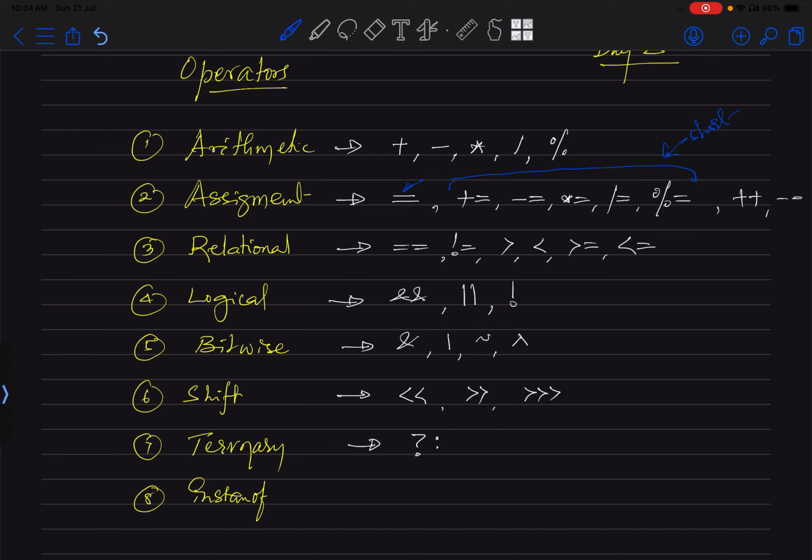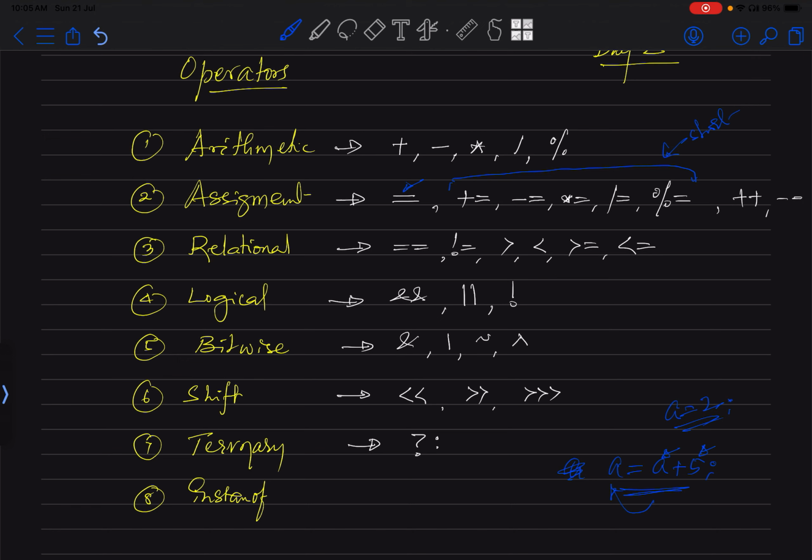The reason is, sometimes I will be writing something like a equal to a plus 5. If you're coming from a pure mathematics background, you may think, what is this, a equal to a plus 5? How is it possible? Remember one thing. What it means is, if I have some value in a, let's say a is 2 before this, what we're telling the computer is: take the value of a, which is 2, add 5 to it, which becomes 7, and assign the result back to a.